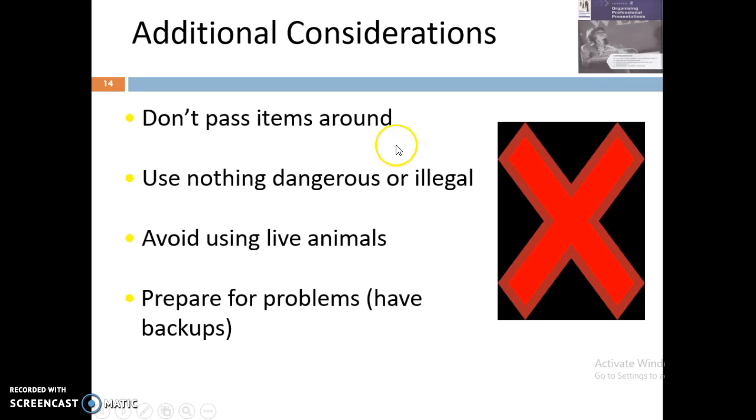More considerations. Don't pass things around, especially when you're doing the presentation, because it will be distracting and the audience will be focused on the items that you pass around rather than paying attention to what you're trying to say. Use nothing dangerous or illegal. I don't think I need to explain that. Avoid using live animals, and you know why. Sometimes you are unable to control animals. And prepare for backups. Yeah? Prepare for problems with backups.